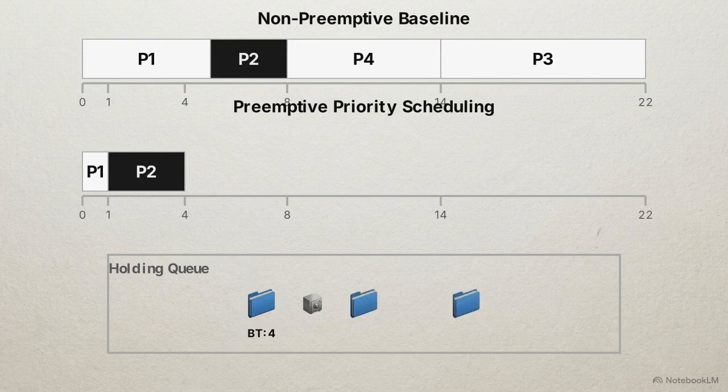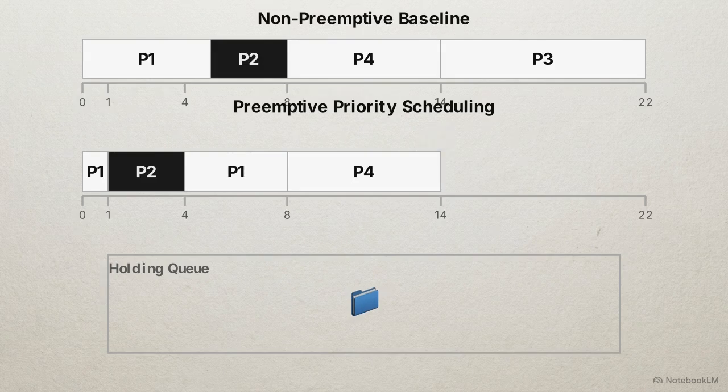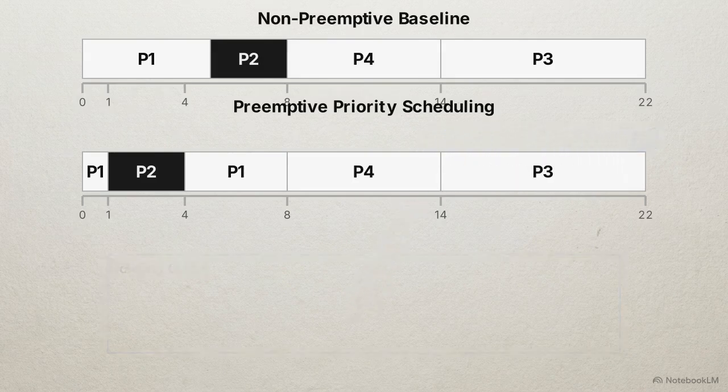At time 4, the system reevaluates the queue. With Process 2 complete, Process 1 is once again the highest priority available. It resumes from exactly where it was severed, finishing at time 8. The remainder of the queue follows standard priority logic. Process 4 finishes at time 14, and Process 3 finishes at time 22.